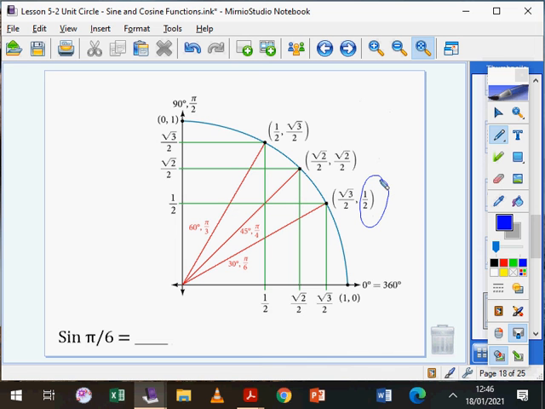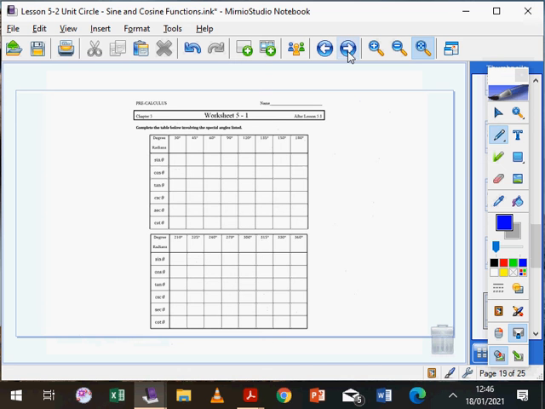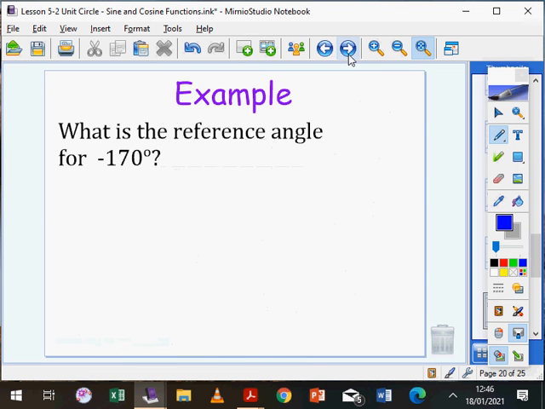You can go back to this worksheet and practice to see if you remember what we did in that first lesson. So some examples. What's the reference angle for negative 170? Negative 170, remember, this side is positive, clockwise is negative. So I'm going to measure negative 170. It will be somewhere here, so close to 180, because this is negative 180 from that direction. So therefore, negative 170 is here, and the reference angle is the angle off of the x-axis, right?